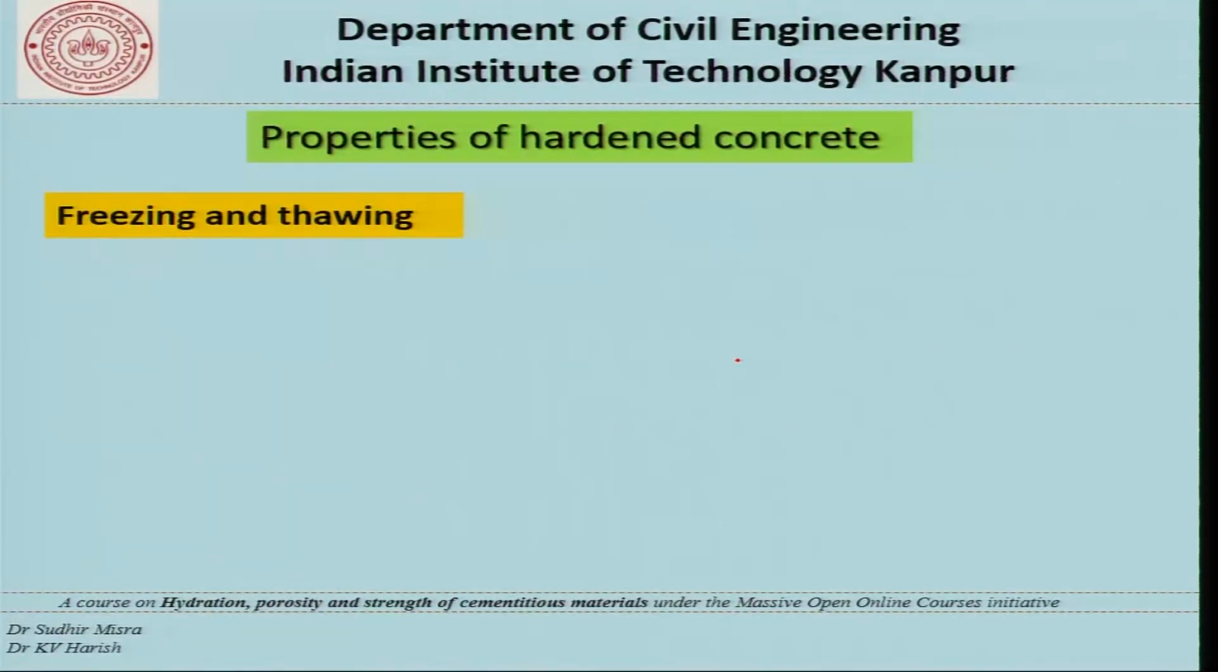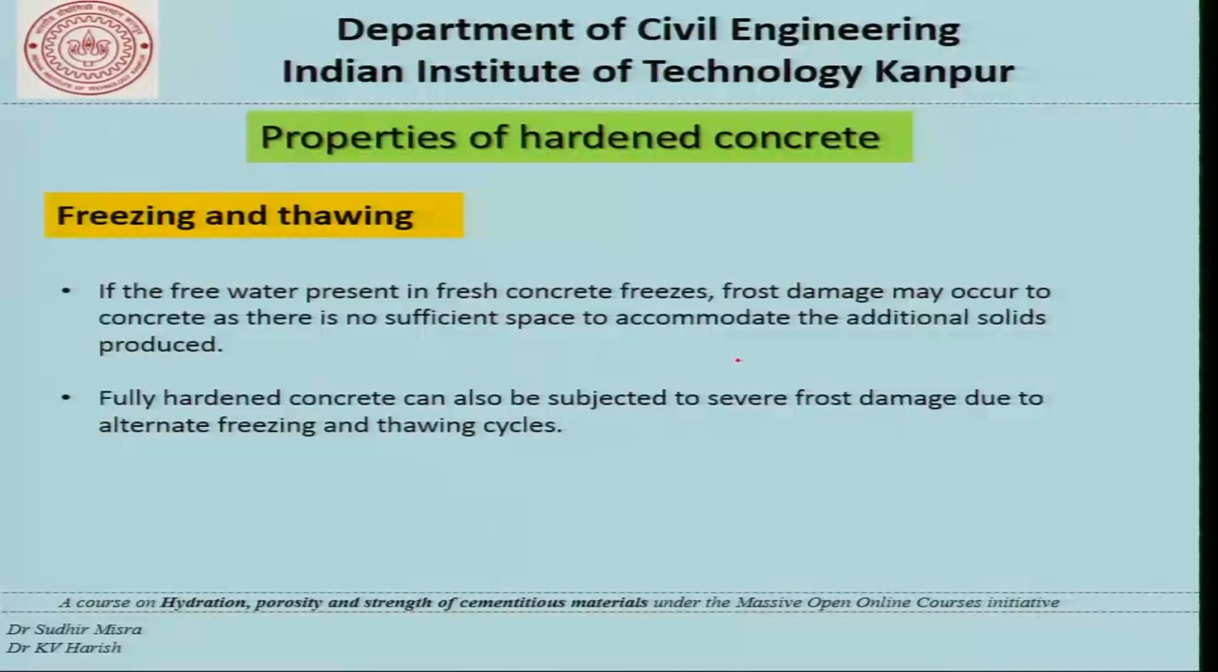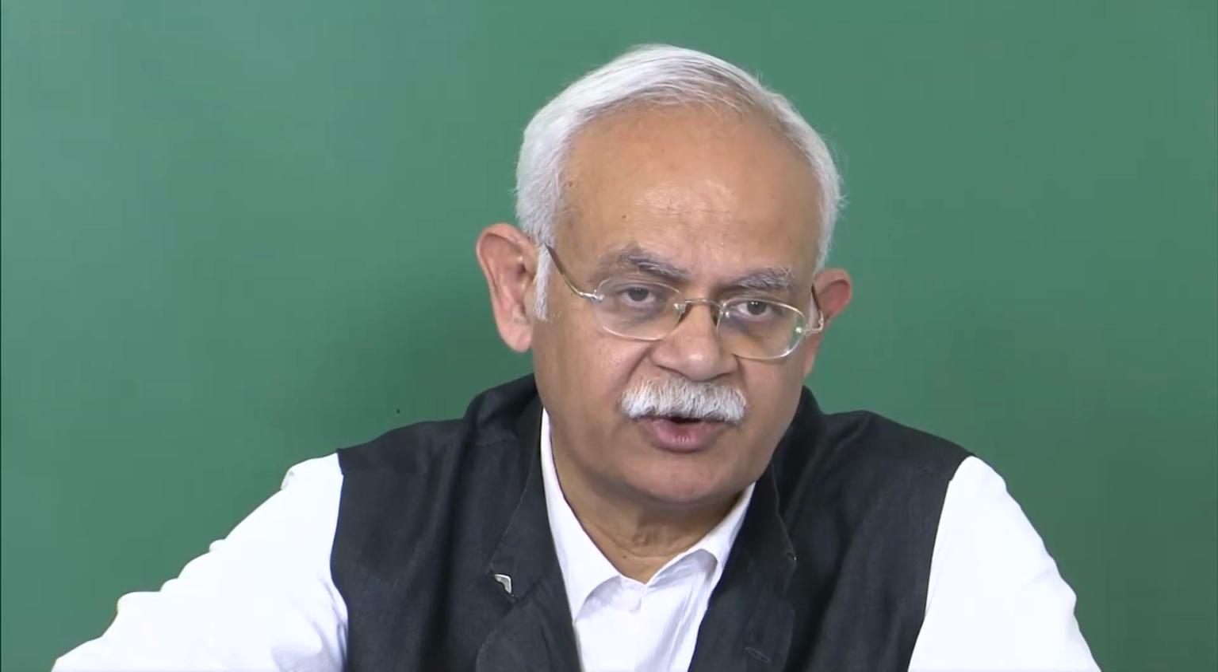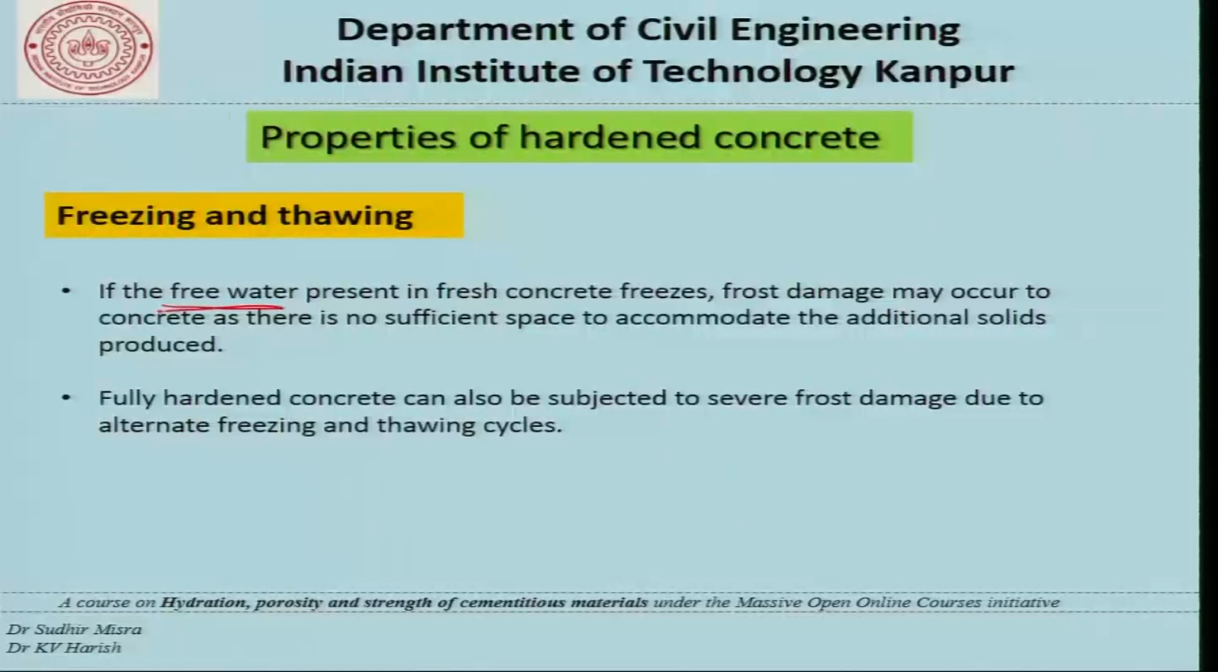Now coming to freezing and thawing, if the free water present in fresh concrete freezes, frost damage may occur to concrete as there is no sufficient space to accommodate the additional solids produced. Fully hardened concrete can also be subjected to severe frost damage due to alternate freezing and thawing. We must remember that we add more water to concrete than is required for hydration. Now, if this water remains in the concrete and the concrete is subjected to freezing and thawing, that is the free water that we are talking about. The water which is free and has not been used in the hydration process.